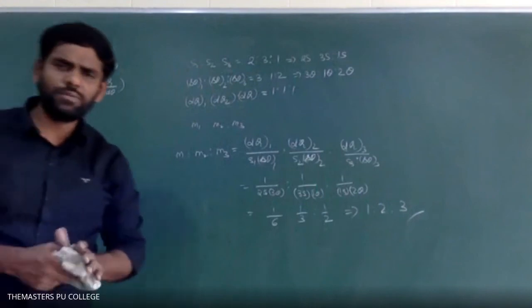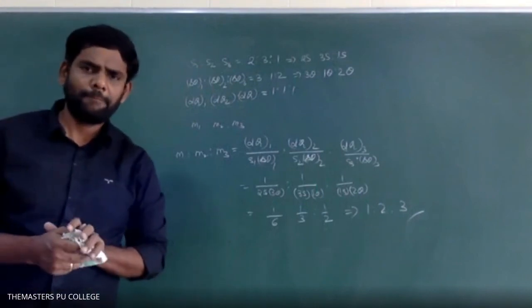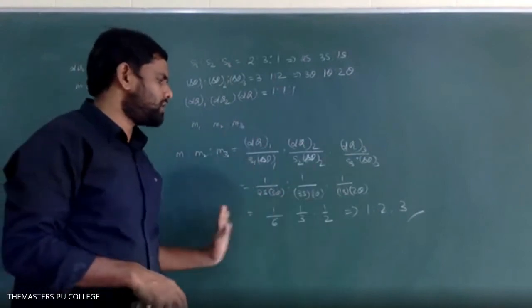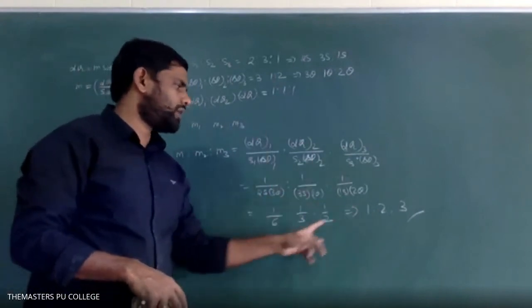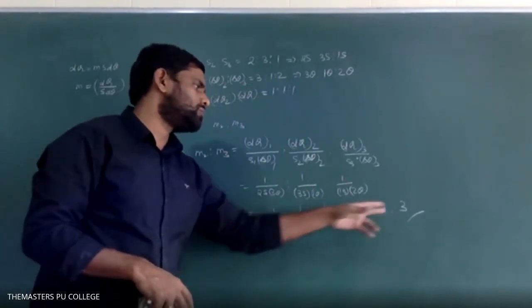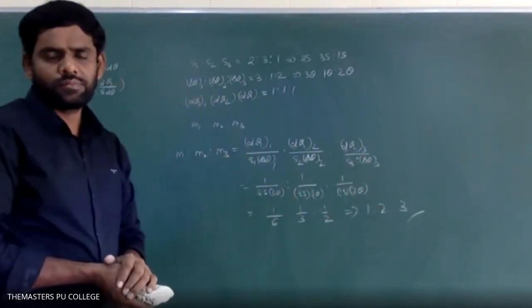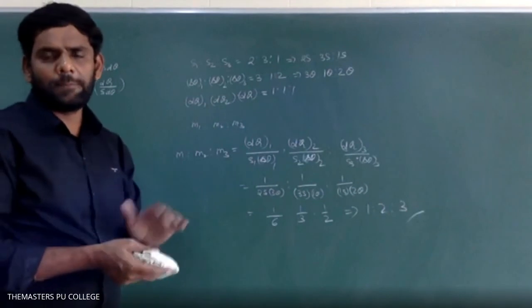Got it, all of you? Sir, how can 1 by 6 is to 1 by 3 is to 1 by 2 be written as 1 is to 2 is to 3? You can multiply this entire relation by 6. 6 by 6 is 1, 6 by 3 is 2, 6 by 2 is 3. Got it? Okay, sir. Clear?